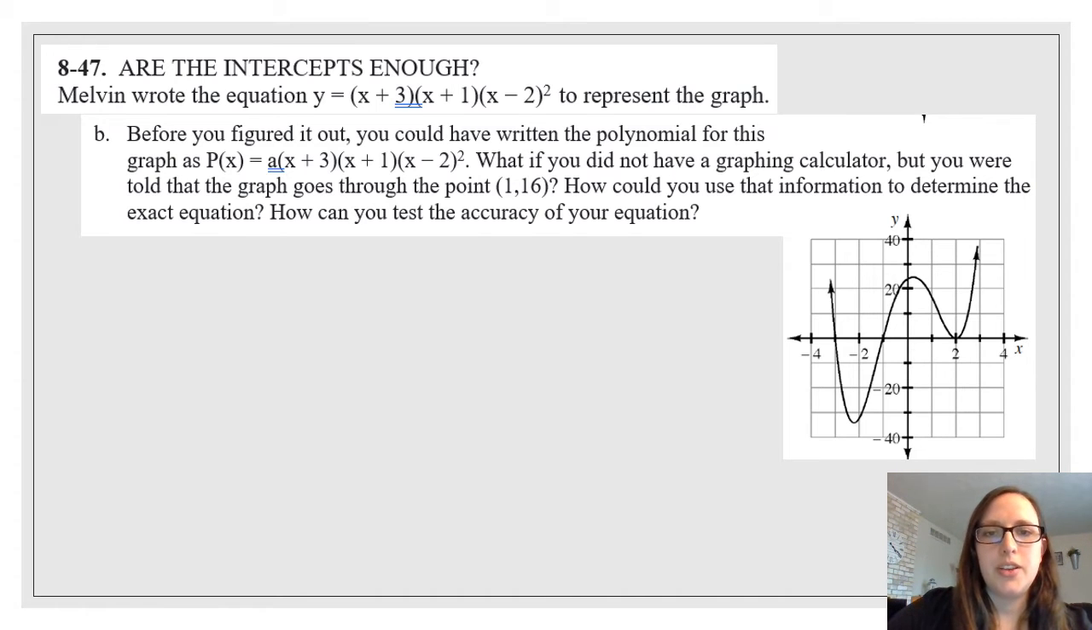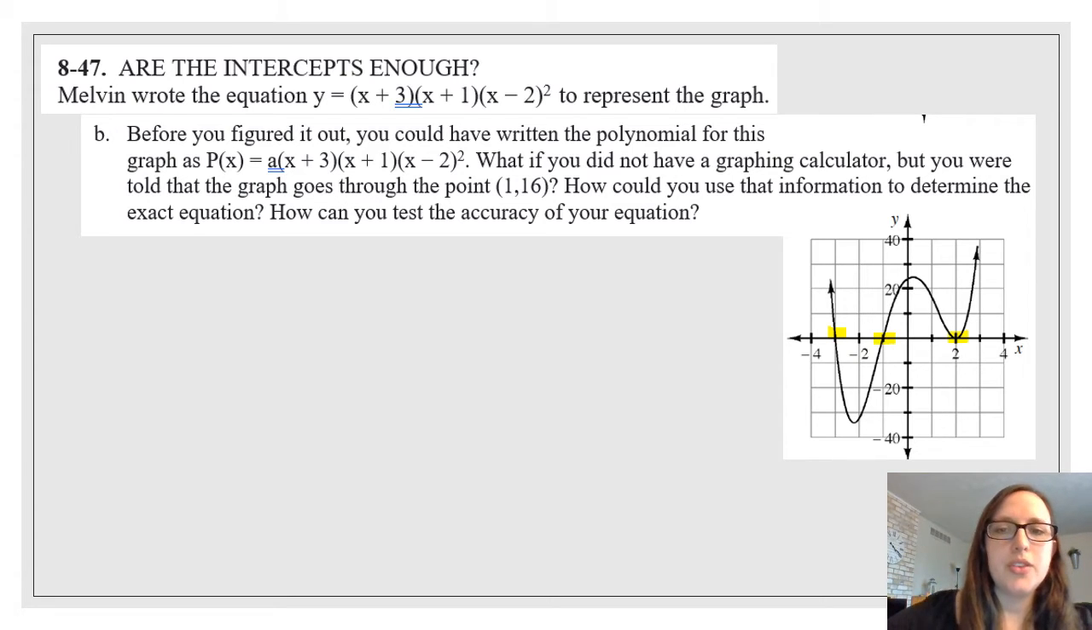All right, so we are given this graph based from that equation. The reason why this works is because we have x-intercepts at -3, that represents that x plus 3, an x-intercept at -1, x plus 1, and a double root at 2. So that's where the x minus 2 squared comes from in the equation.